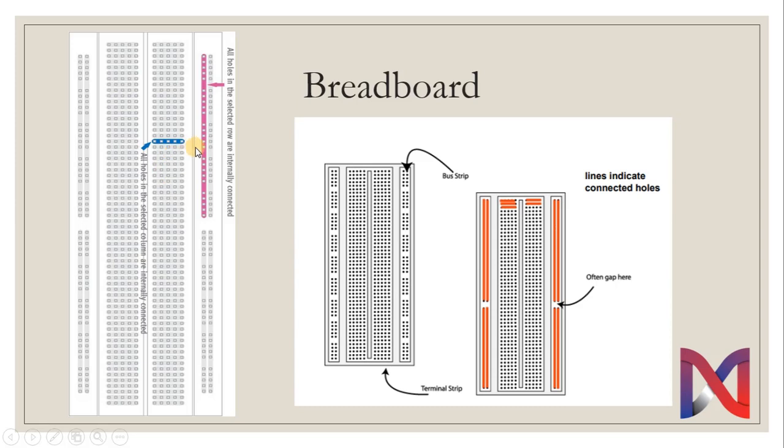Now, how are these holes connected together? You can see from the diagram that all the holes in the bus strip are connected in series. They are connected lying next to each other, while the holes in the terminal strips are connected in columns. That is, each hole is connected to the hole beneath it, and so on.